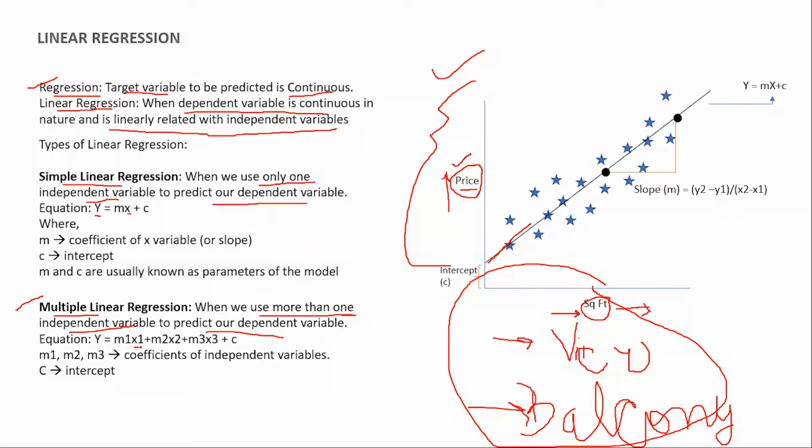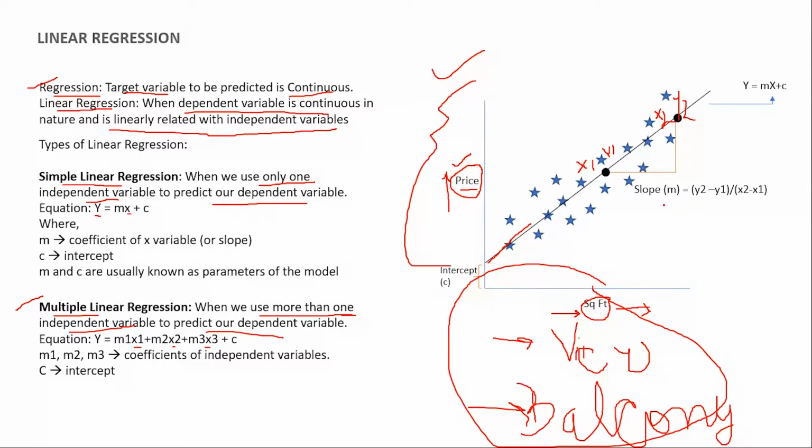Here x1 you can say is your area, x2 is your view, and x3 is your number of balconies. Let's say this is any point 1 which is represented by x1 and y1, and this is your point 2 which is represented by x2 and y2. I'm sorry, bear with my handwriting for now.